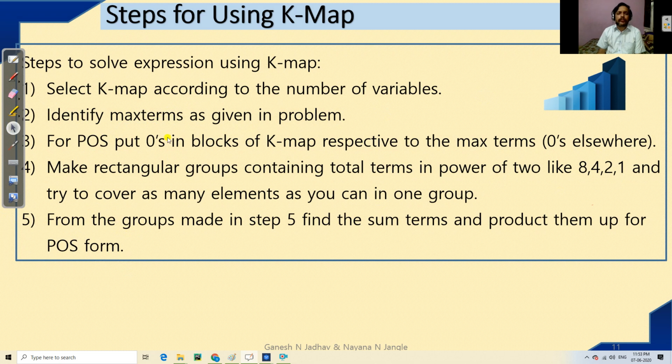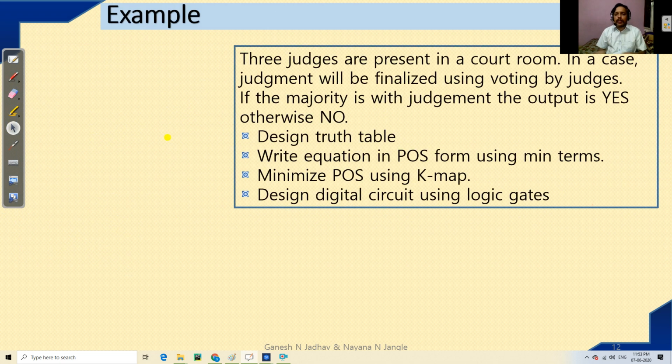Let's see one example. Three judges are present in a courtroom. In a case, the judgment will be finalized using voting by the judges. If the majority is with the judgment, the output is yes, otherwise the output is no. Design the truth table. Write down the POS equation using max terms. POS cannot be written with the min term; POS is always written with the max term. Minimize the POS equation and design the digital circuit using logic gates.